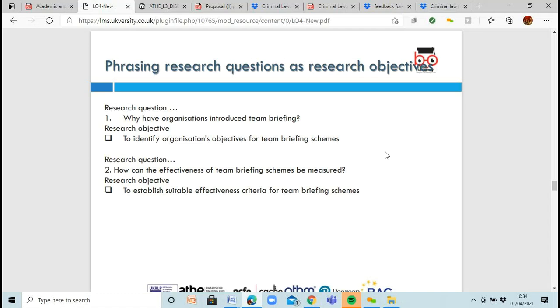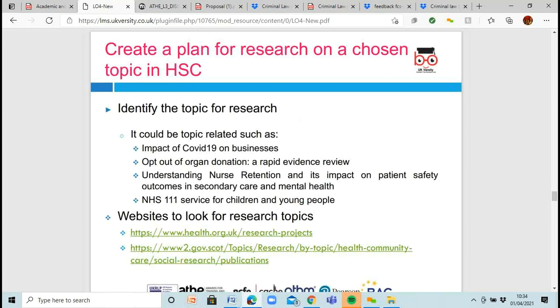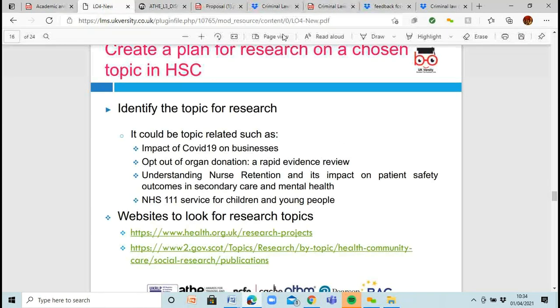Now, phrasing research questions as research objectives. So phrasing, as in you're writing them down in a particular way. The research question is, why have organizations introduced team briefing? And your objective is to identify organizations' objectives for the team briefing schemes. Then a second question can be, how can the effectiveness of team briefing schemes be measured? And your objective is to establish suitable effectiveness criteria for team briefing schemes.